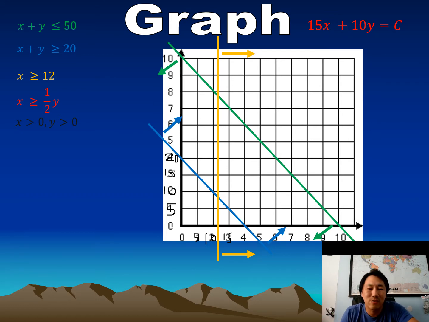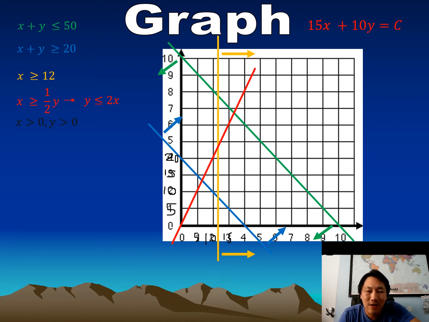And then the red line, that one looks weird. X is greater than or equal to 1/2 y. Go ahead and change it to the other form. Multiply both sides by 2. You should get y is less than or equal to 2x. Start at 0, 0, slope up 2, and then over to the right 1.